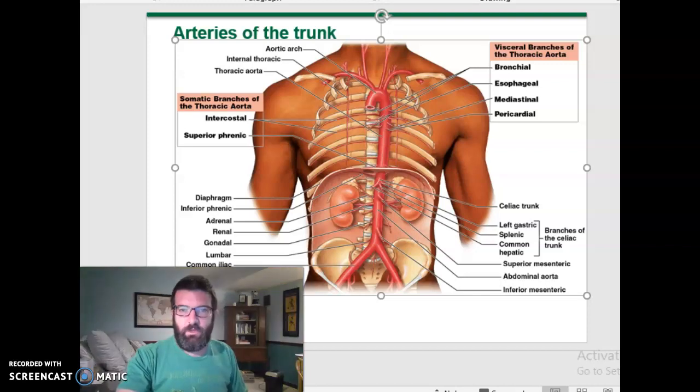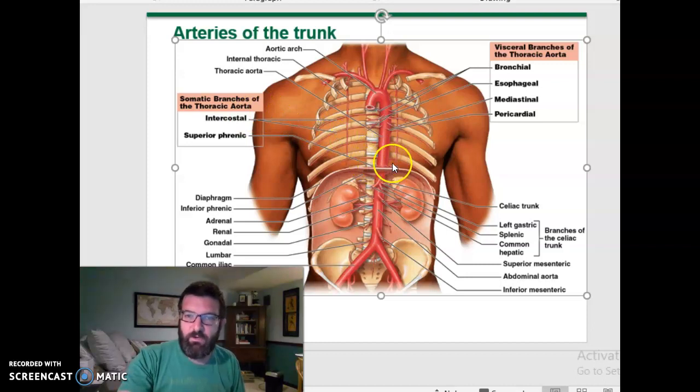You have arteries that come out between the ribs, and those are called intercostal arteries. Intercostal just means between the ribs. You may notice at the bottom here, you have phrenic arteries. These are superior phrenic. Phrenic always refers to the diaphragm.